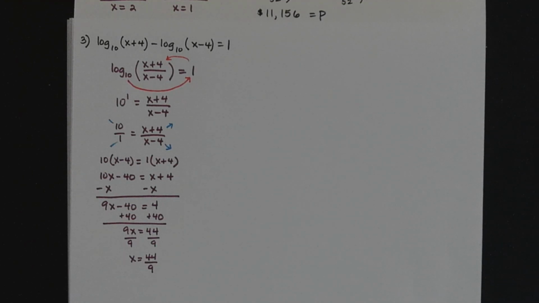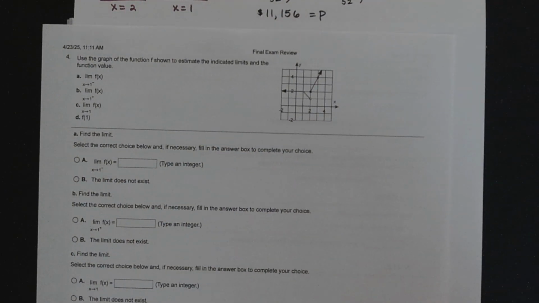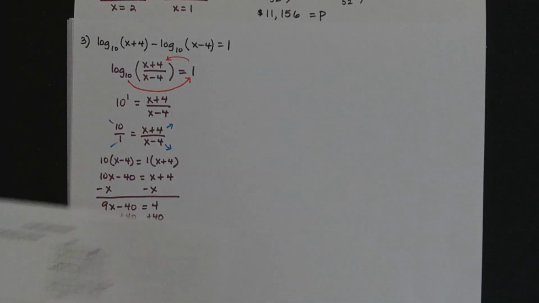Okay, problem number 4 deals with limits. Here you were given a graph, and we want to use that graph to find their limits. This is parts A, B, C, and D. I understand that the graph here is not that great. So in part A of number 4, we want to find the limit as x approaches 1 from the left of the function f of x.